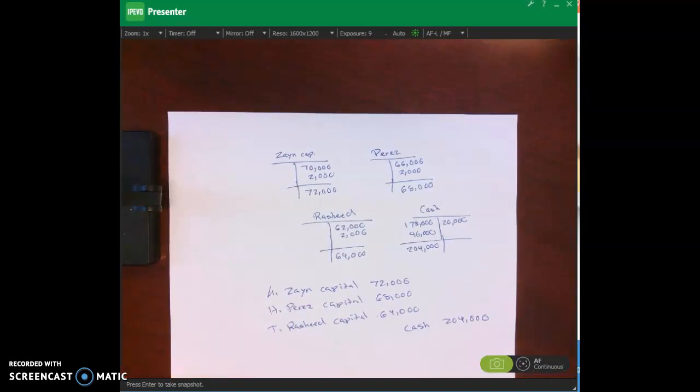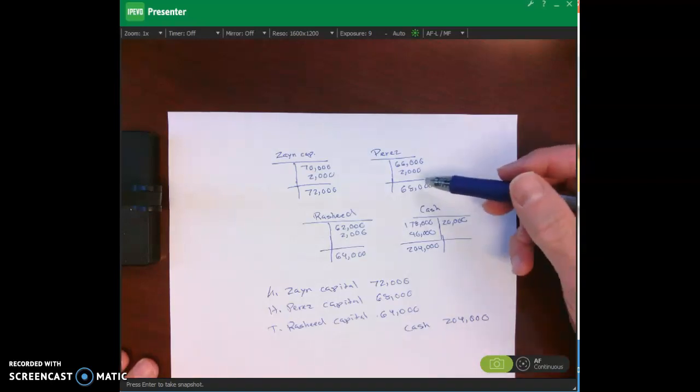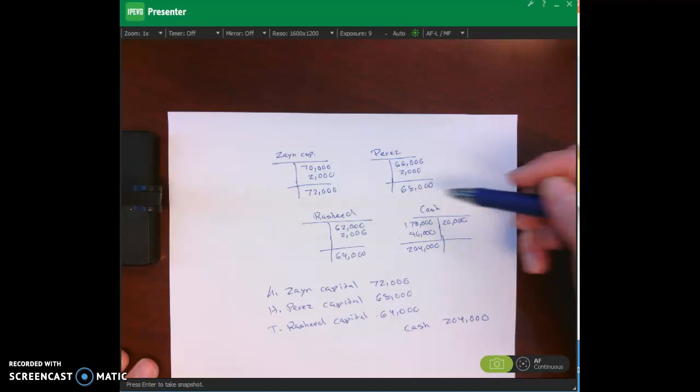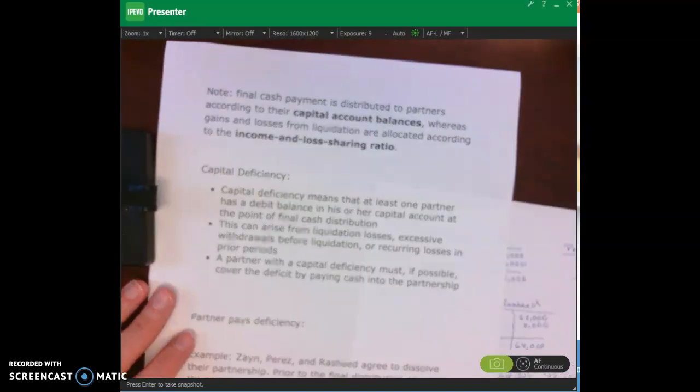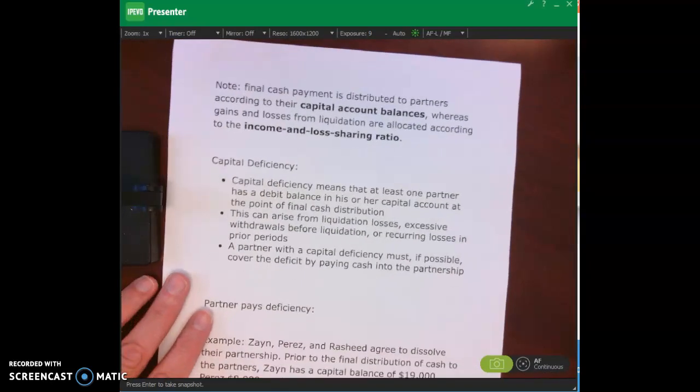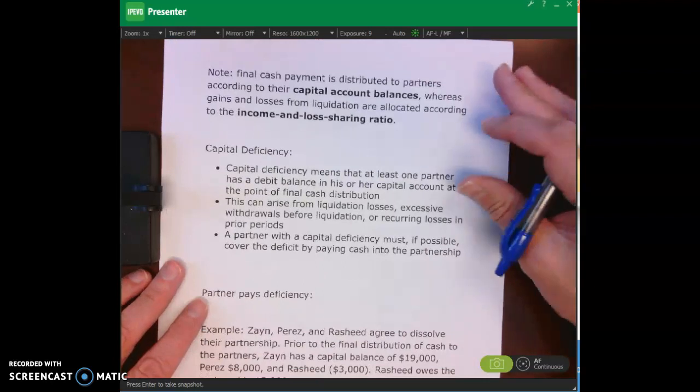Now, this is, of course, when we have a situation where there's no capital deficiency. Okay? That means all the owners have a credit balance or zero balance in capital. Let's talk about the situation where there is a capital deficiency. Okay? Let's move on and talk about that. So that means that one partner has a debit balance.